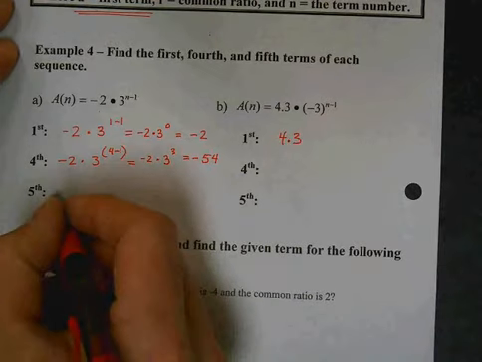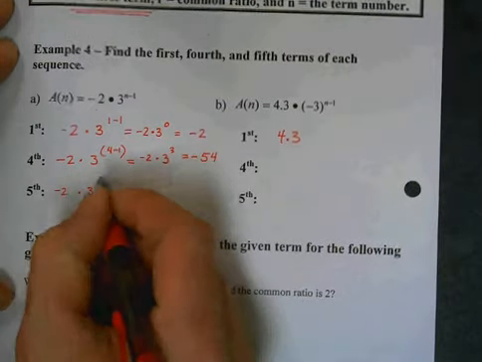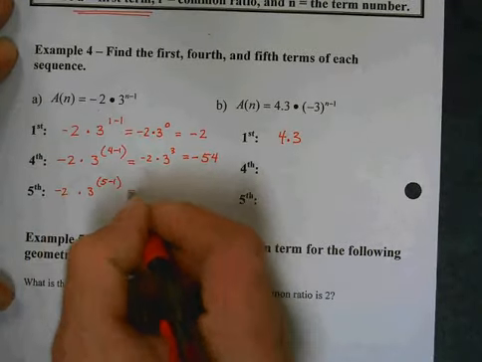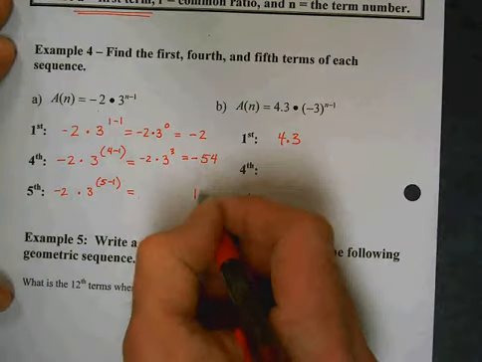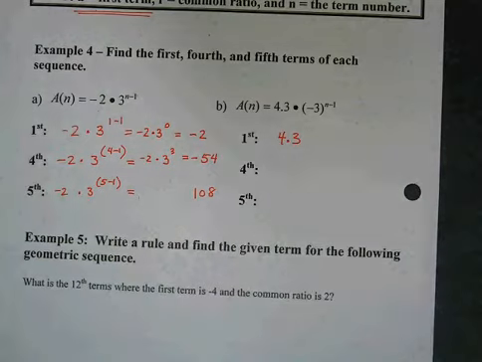So, all right, let's try the next one. -2 times 3 to the 5 minus 1. Are we done? How did I get that so quick? Look up here. How did I just write down 108? Thank you, Jalan, student of the day. How did I get this 108?